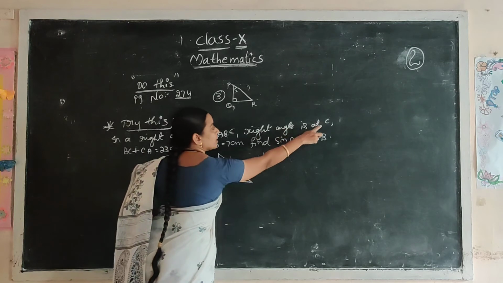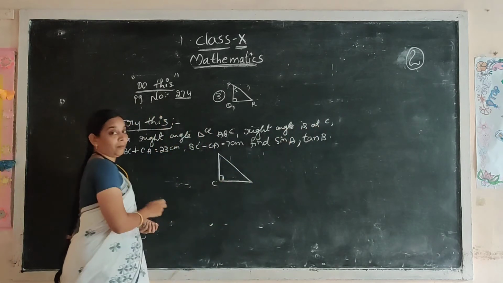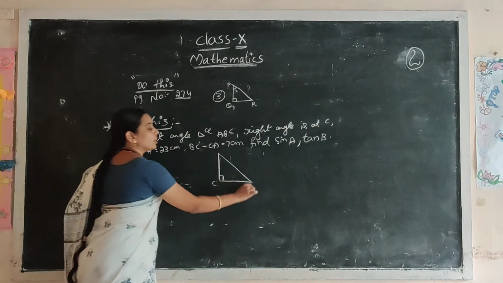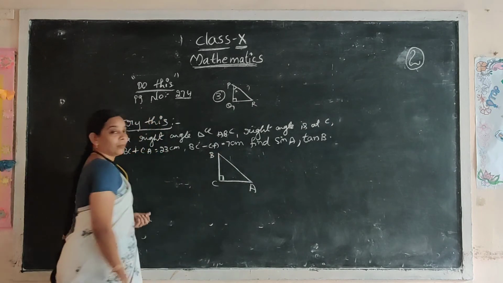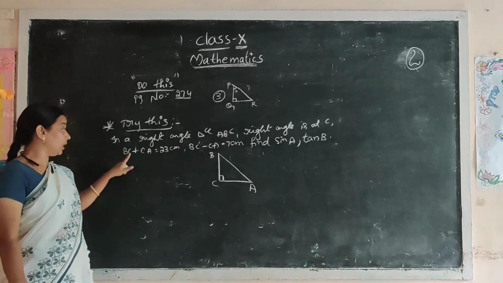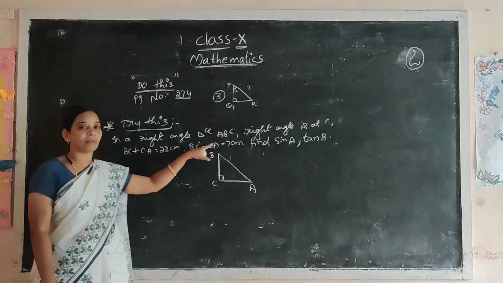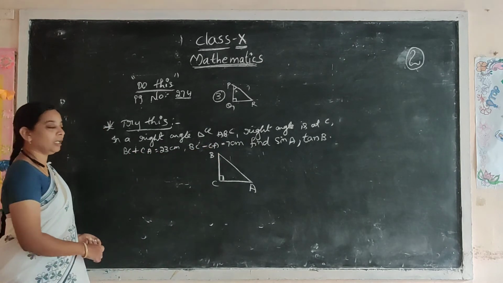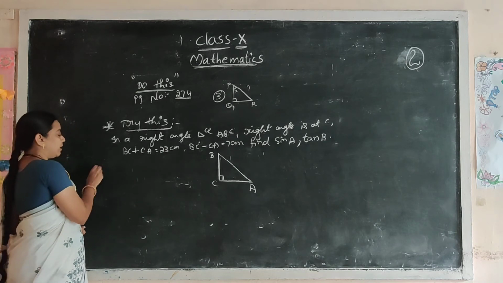So the right angle is at C, that's why C is mentioned here. AB as you wish: here A, here B. Okay? But here the measurements of the sides are not given. Here the sum of the sides and the difference of the sides are given. Directly, each side's length is not given now.